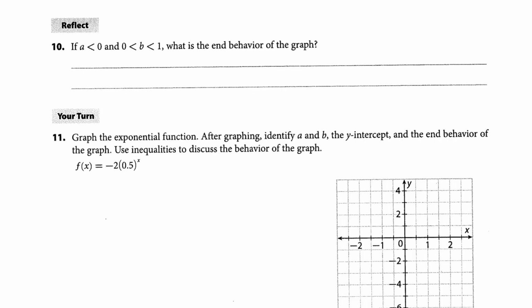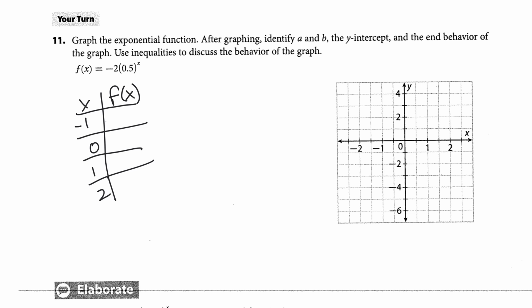Based on the two problems we just saw, if a is negative and b is a number between 0 and 1, like a fraction or decimal, what is the end behavior of the graph? Well, as x approaches infinity, y approaches 0, and as x approaches negative infinity, y approaches negative infinity.